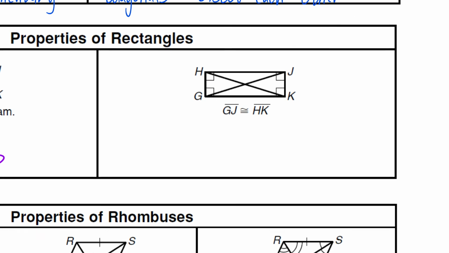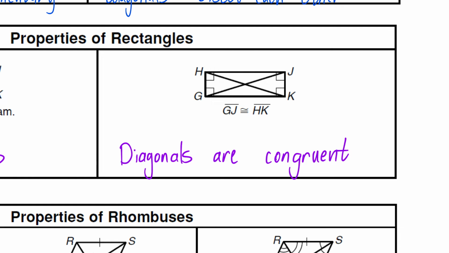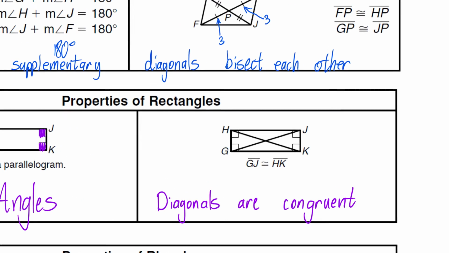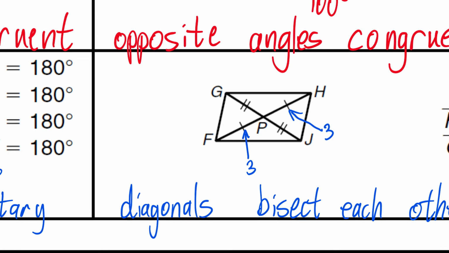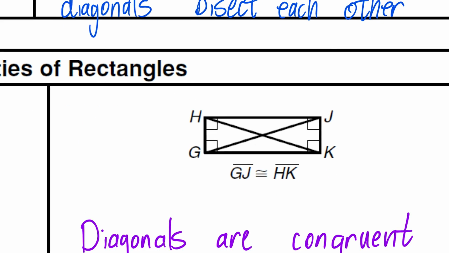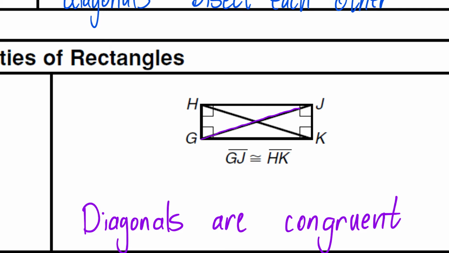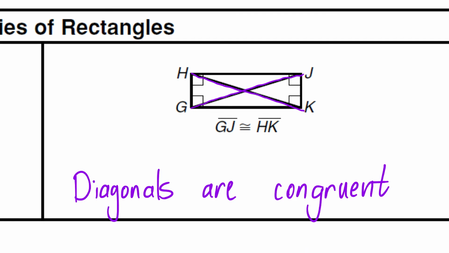Okay, one property of rectangles that we talked about is that the diagonals are congruent. Diagonals are congruent, which is different than just a generic parallelogram, because like up here on this parallelogram, this diagonal and this diagonal would be 2 different lengths. On a rectangle, this diagonal GJ is always going to be congruent to this diagonal HK. Diagonals are always equal, so if that's 30 feet, this one would be 30 feet.